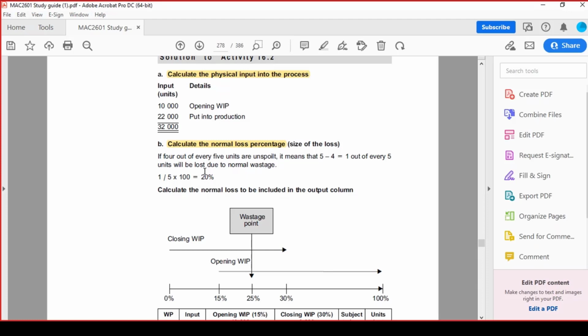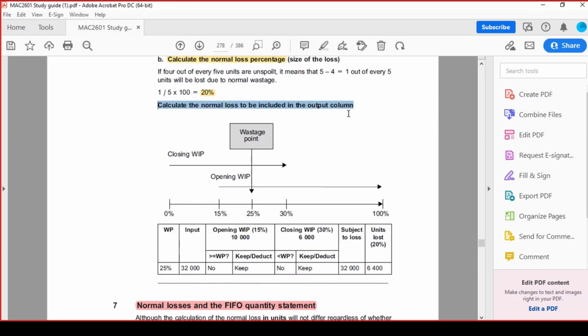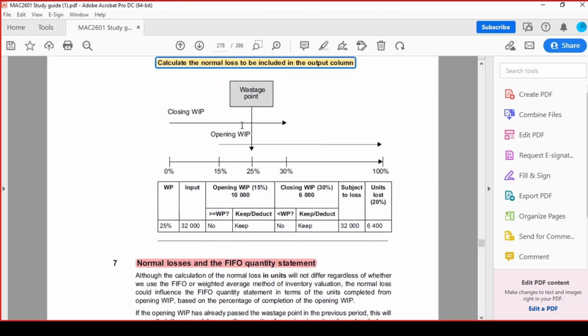So you say 4 out of the 5 are quality, so it means that 1 out of the 5 is subject to loss, so it's 20%. So you guys were correct, but I'm just saying it's a step, 20%. Sometimes you're given it, sometimes you're not. In this instance, you were not, so you had to calculate. But acknowledging this step indicates that you know you need a normal loss percentage. Then you get into step 3, which is answering the question, because they told you to calculate the normal loss that needs to be included in my output column. So that's the point that you come to.